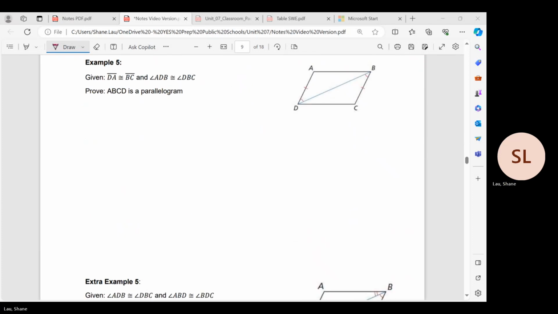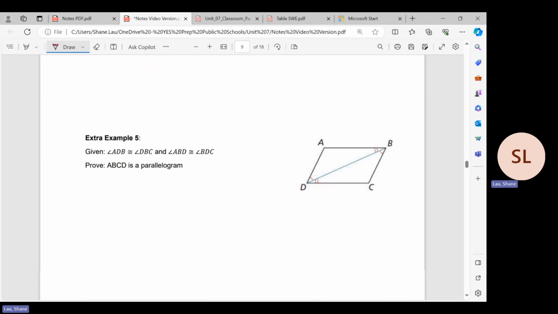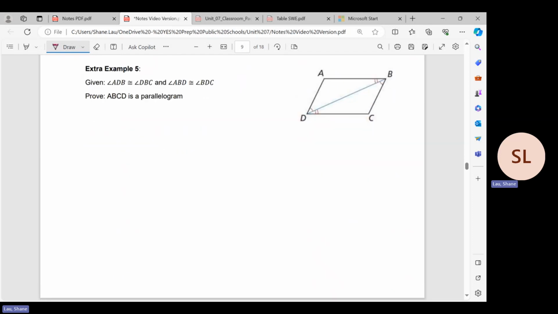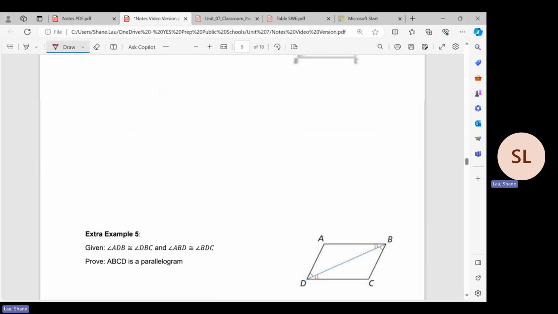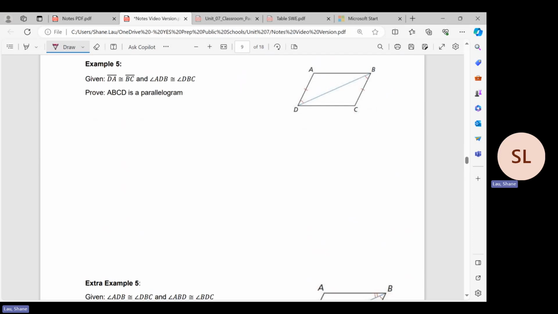So here we're going to move on to example 5. Although I would like to do extra example 5, we'll find that these two are actually very similar to each other. So instead of doing both examples, I'm just going to do one of them. And even then, we only have example 5 in our notes.